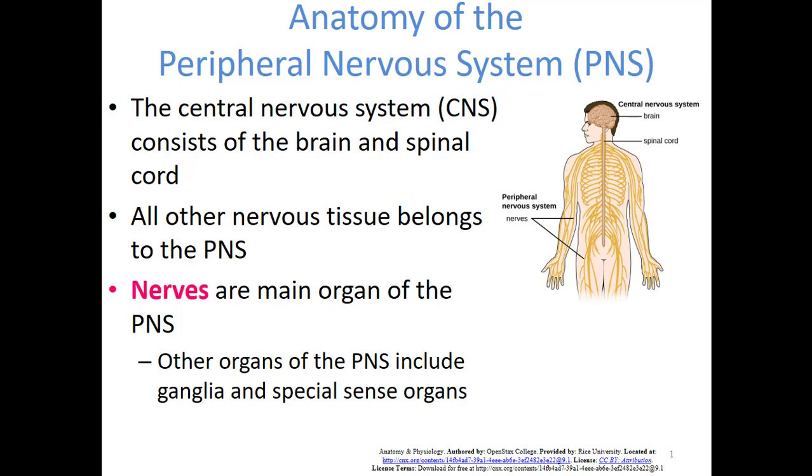All the other nervous tissue in the body belongs to the peripheral nervous system. And nerves are the main organ of the peripheral nervous system. Other organs of the PNS include ganglia and special sense organs.